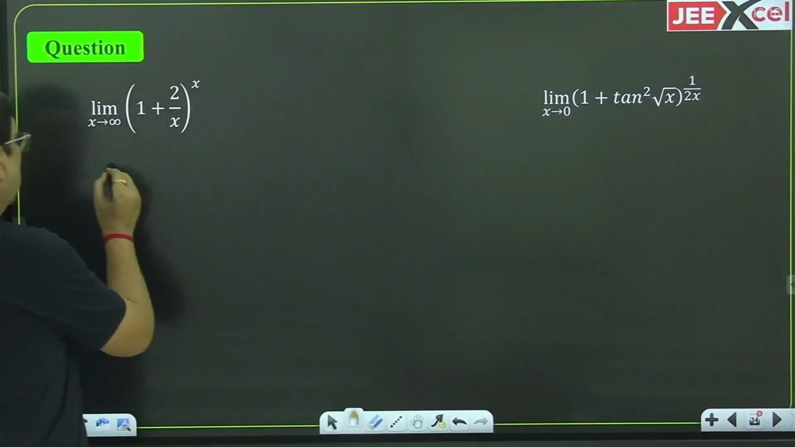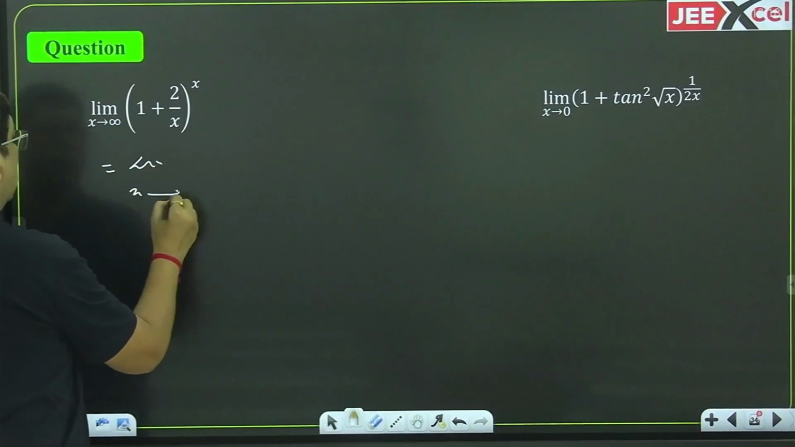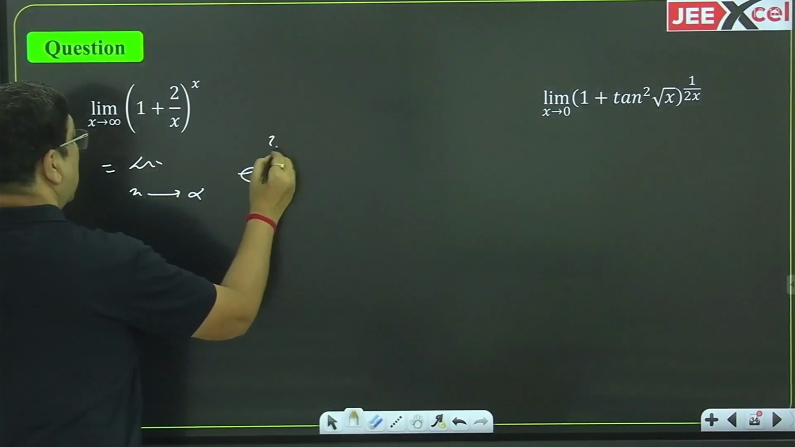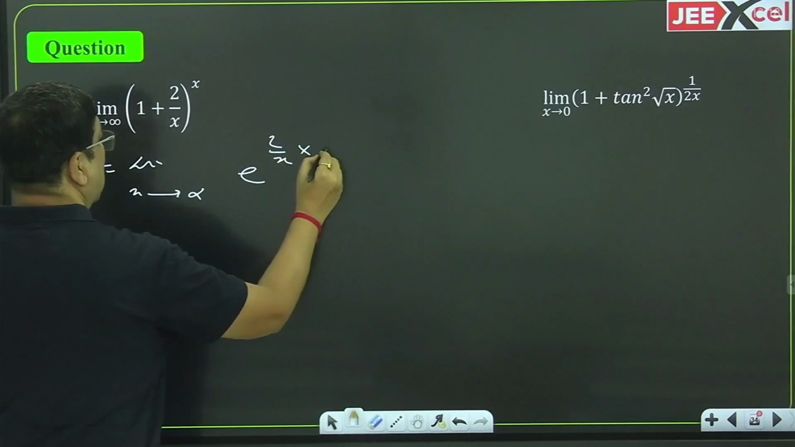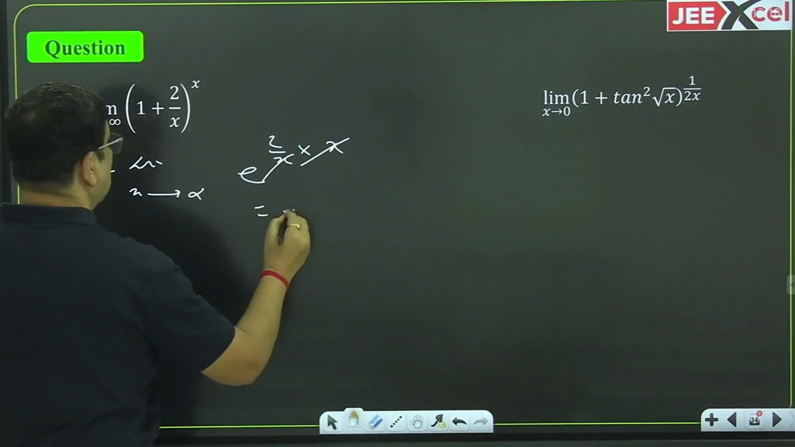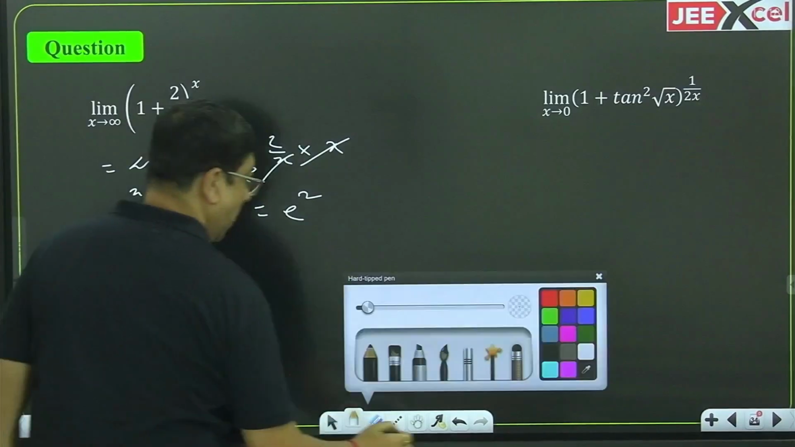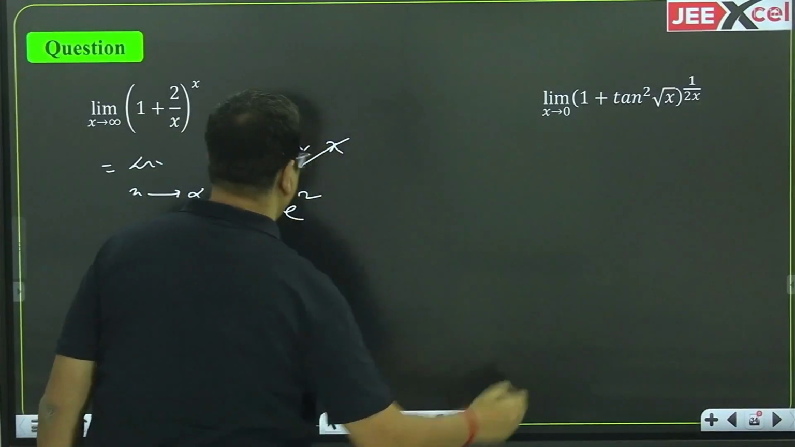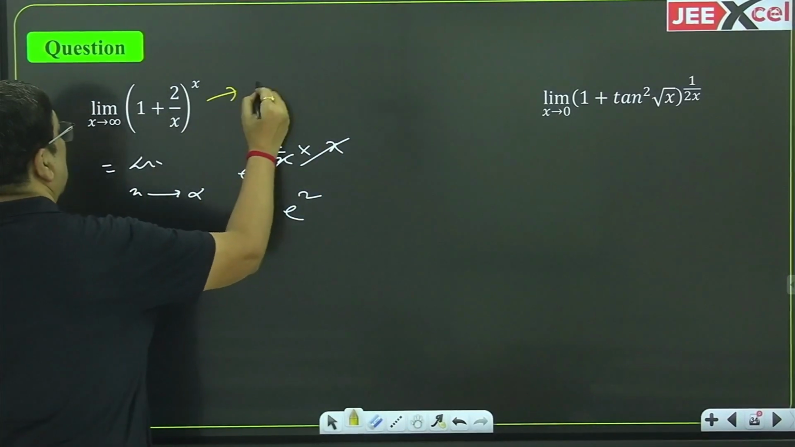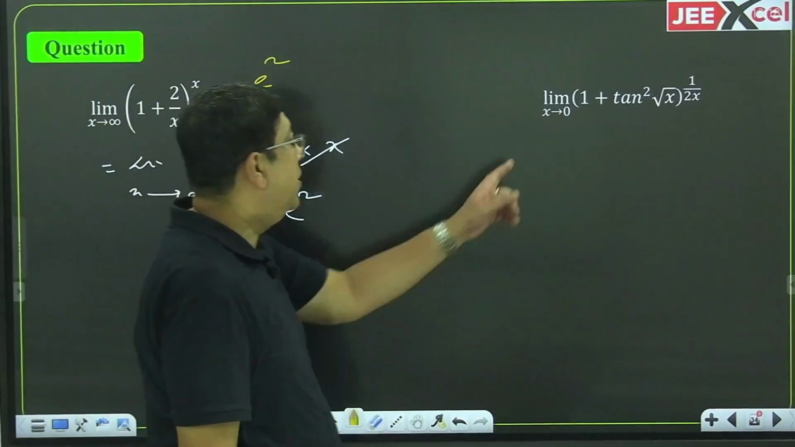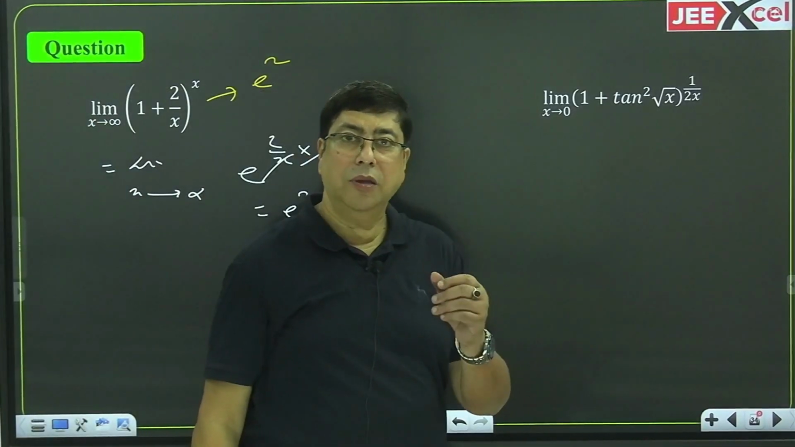What will happen here? Limit x tends to infinity, e to the power fx into gx, so this is getting cancelled, this is coming e square, so the answer is coming e square. Now what will happen here? Similar concept, okay.